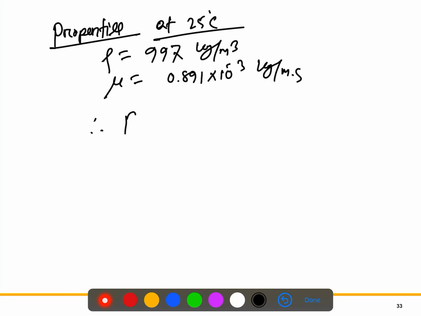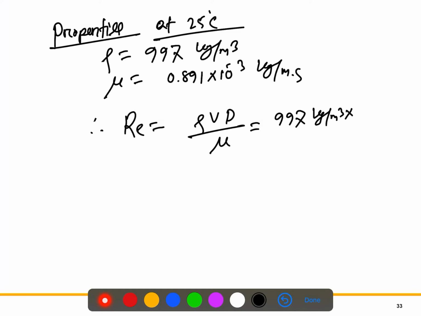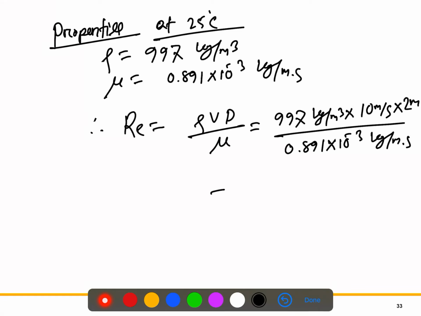Now write down the Reynolds number. It is rho V D over the viscosity. Density is 997 kg per meter cube. The velocity is 10 meters per second, and the diameter is 2 meters, over 0.891 times 10 to the power minus 3 kg per meter second. Use your calculator. It will be a value like this, which is greater than 2300. So definitely, as it is significantly higher than that, I just put some random values.